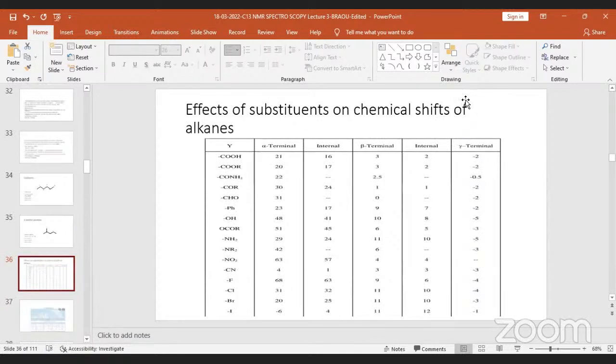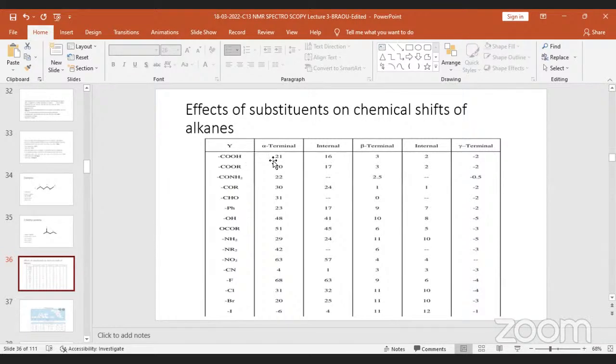Okay, now we understood we can calculate the chemical shifts of various parent alkanes by using that equation. And now suppose, because we will be having various substitutions, what happens if there are substituents attached to the alkanes? That's how we get different organic molecules, right?